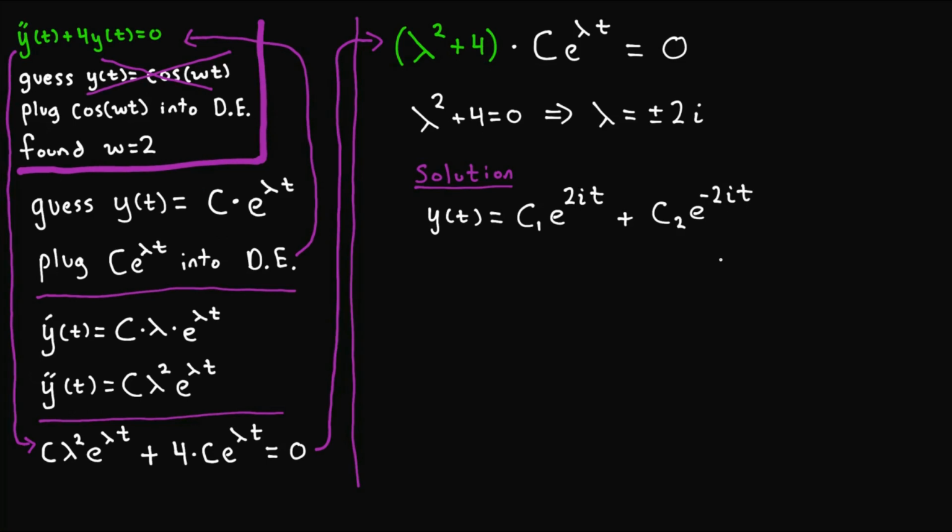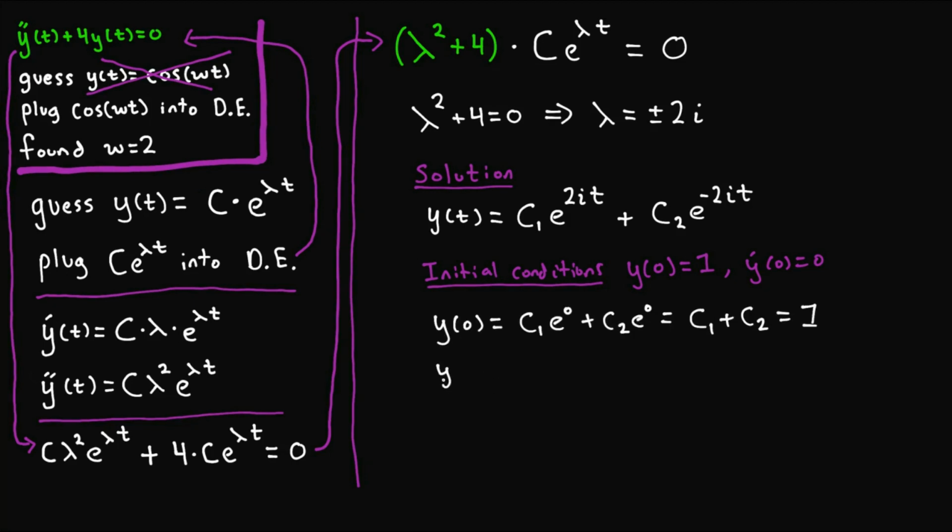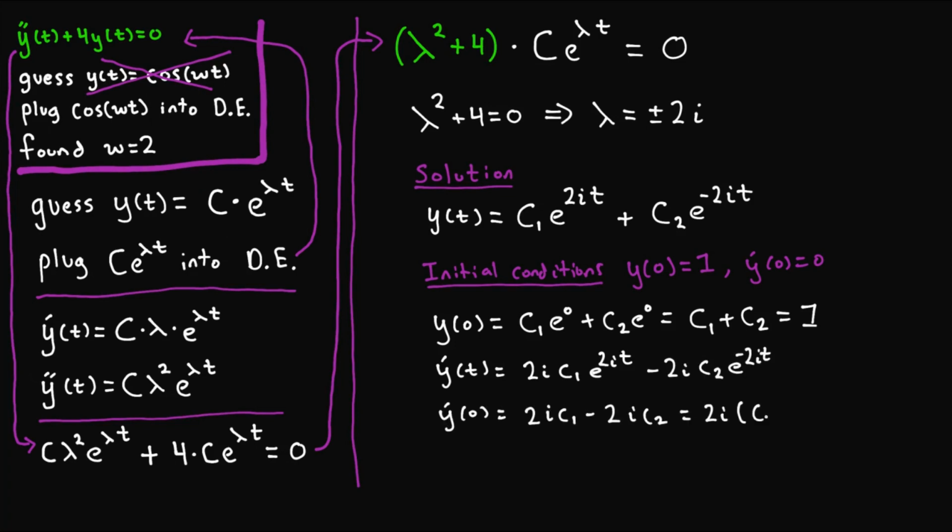You may be wondering why this looks different from our previous answer. In the previous answer, we had secretly already imposed some initial conditions, so let's include these as y of 0 is equal to 1 and y prime of 0 is equal to 0. Computing this out and solving for c1 and c2 gives us exactly the formula for cosine of 2t that we previously derived.